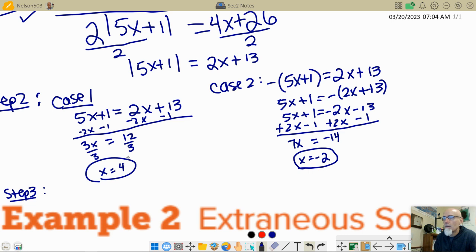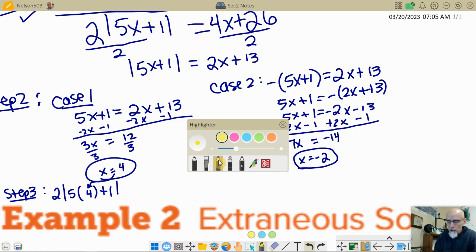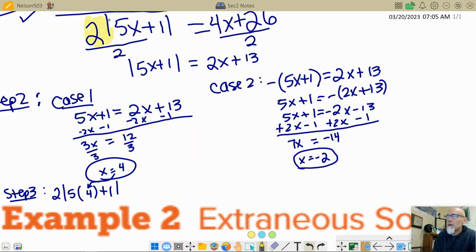So we're going to take 4 and plug it back into the original equation. The original equation was 2 times the absolute value of 5 times whatever x is. Here it comes, 4. I'm going to put 4 there, plus 1, absolute value. I may have lost you here, let me slow down for a second. I'm going back to this equation right here, the original equation, before I did any kind of arithmetic to it.